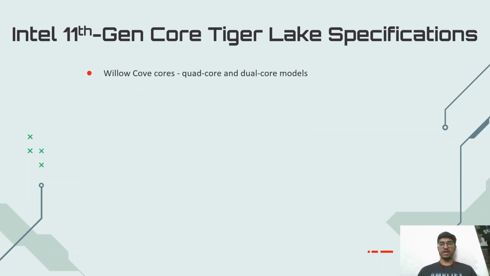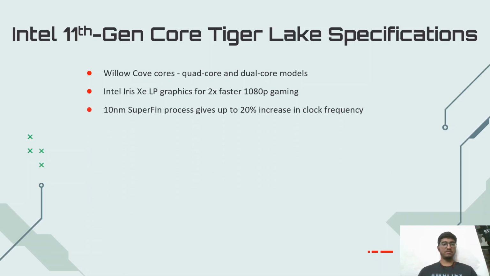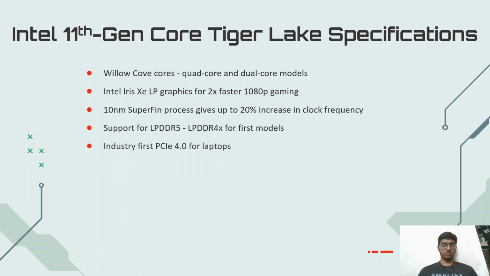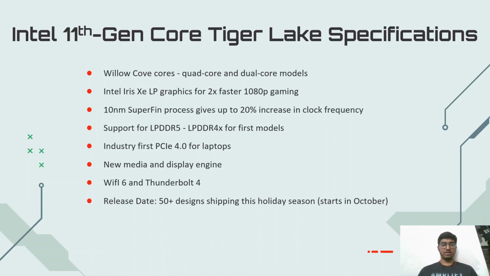Intel 11th generation Core Tiger Lake specification. So it has Willow Cove cores, in quad core and dual core models. Intel Iris Xe LP graphics for 2x faster 1080p gaming. The 10 nm SuperFin process gives up to a 20% increase in clock frequency. Support for LPDDR5 and LPDDR4X for first models. Industry first PCIe 4.0 for laptops. New media and display engine. Wi-Fi 6 and Thunderbolt 4. Release date: 50 plus designs shipping this holiday season.